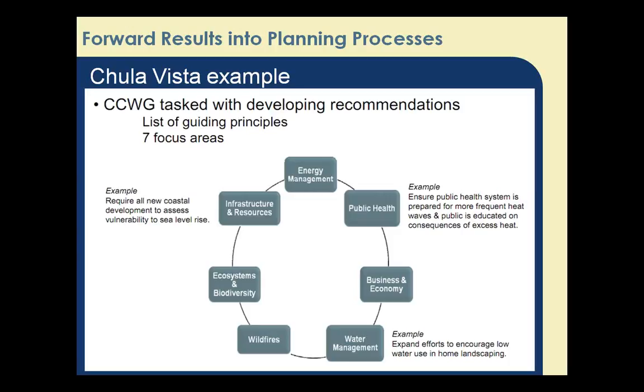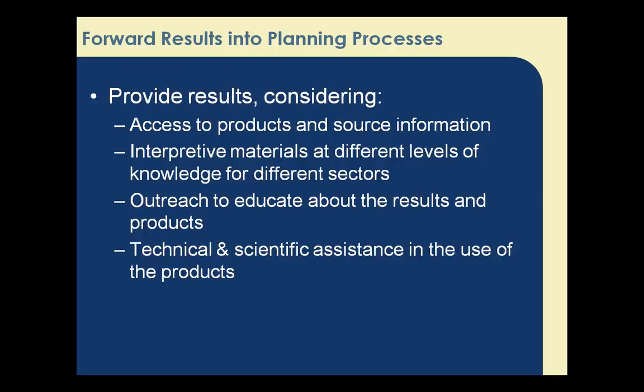It's obviously not required to do that. Any one jurisdiction could go ahead and perform this process, but in terms of really understanding the effects from things happening off-site from your jurisdiction, and thinking about things like the need for biodiversity to migrate over space and time with climate change, it makes a lot of sense to think about this. So we do want to forward these results in the planning process. We want to provide results with some considerations.